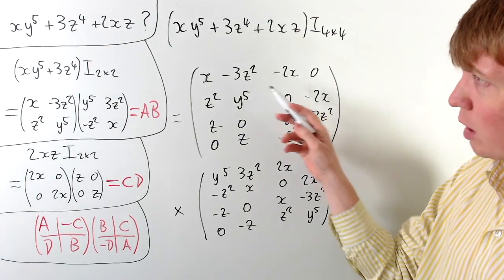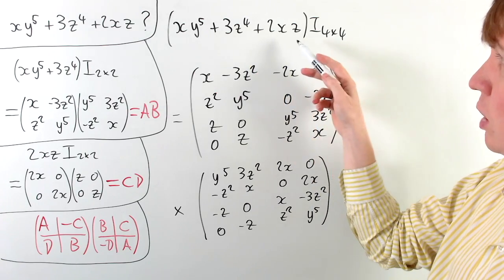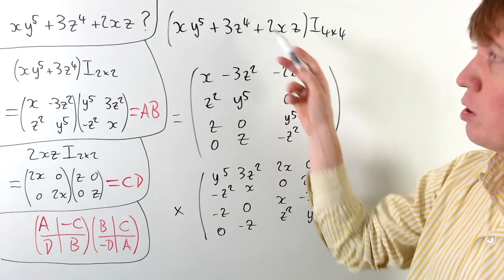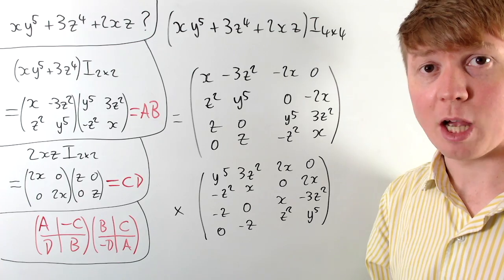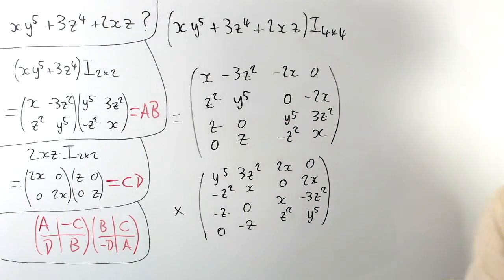So you can check, if you like, that if we multiply both of these matrices together in this order, then we'll get xy to the 5 plus 3z to the 4 plus 2xz times the 4x4 identity matrix.